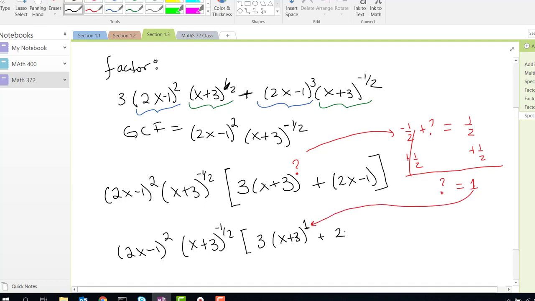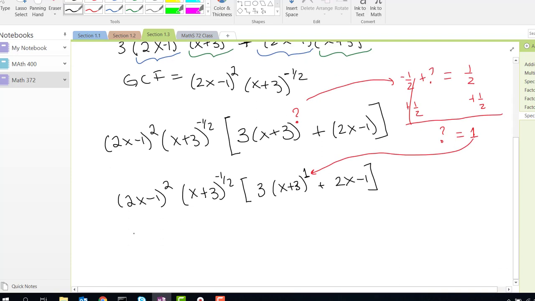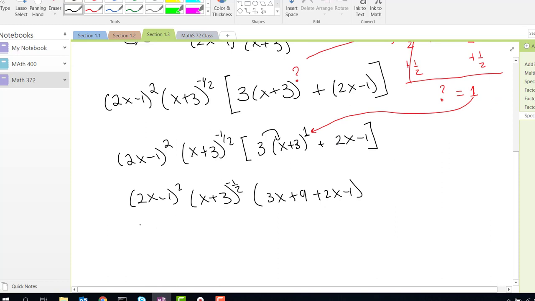And plus (2x minus 1). In this case, because everything is to the first power there, we can keep going in our simplification. So now I'm going to distribute that 3. I'm going to get 3x plus 9 plus 2x minus 1, and we can keep going here. (2x minus 1) squared, (x plus 3) to the negative 1 half, and combining like terms, 3x plus 2x is 5x, and 9 minus 1 is 8.